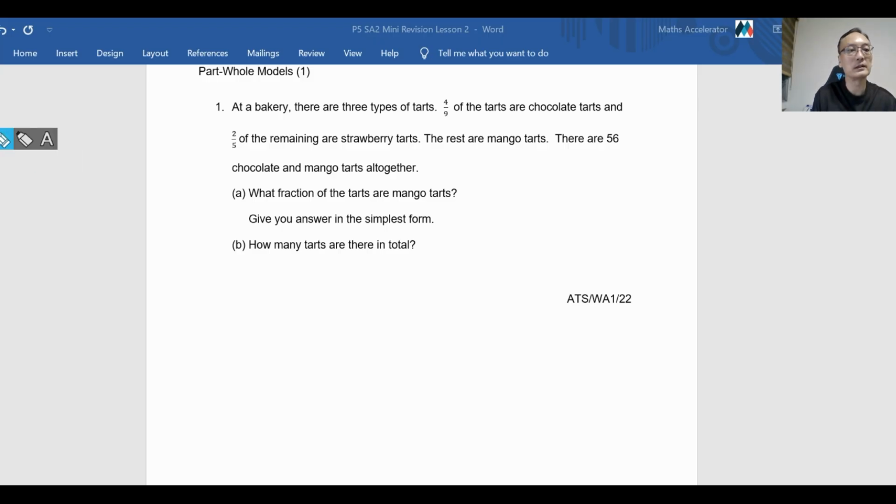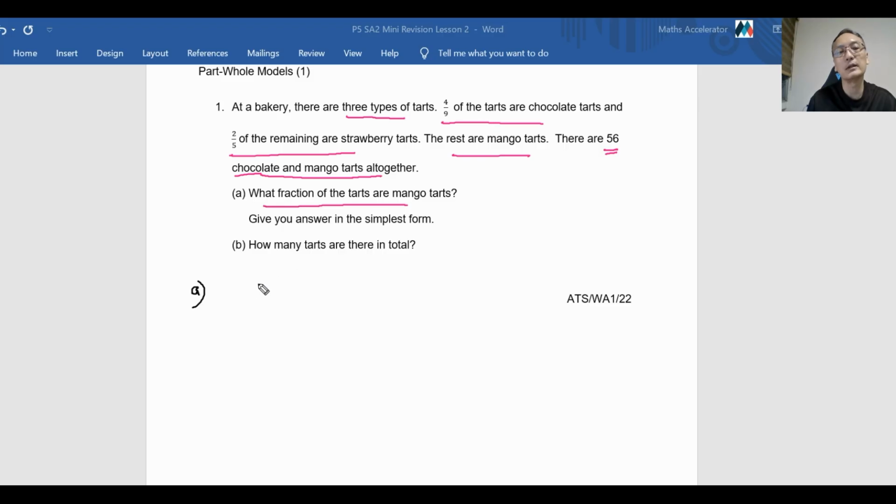After reading the question, let's underline some of the keywords. There are 3 types of tarts. 4/9 are chocolate and 2/5 are strawberry. The rest are mango tarts. There are 56 mango and chocolate tarts altogether. After we read the question, let's find out what we need to find out. For part A, we're required to find out what fraction of the tarts are mango tarts. Okay, let's organize our information.